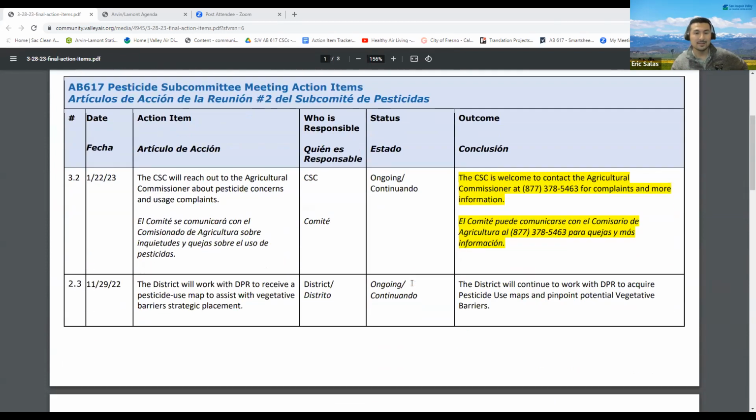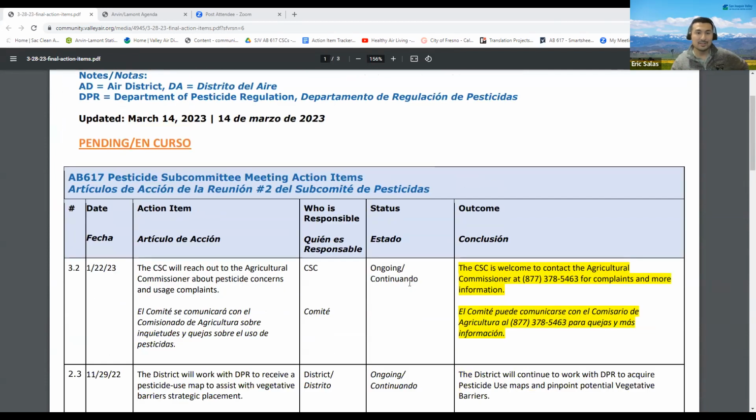The CSC, action item 3.1, the CSC will reach out to the agricultural commissioner about pesticide concerns and usage complaints. So if you were to see anything that looks suspicious or anything that you'd like to know more information of, go ahead and reach out to the local agricultural commissioner, and the number is below for any complaints or any additional information.